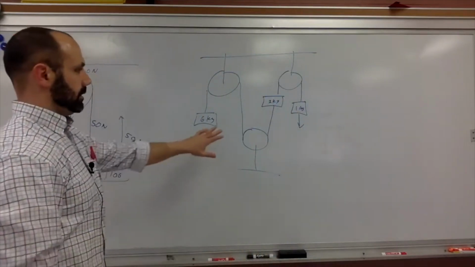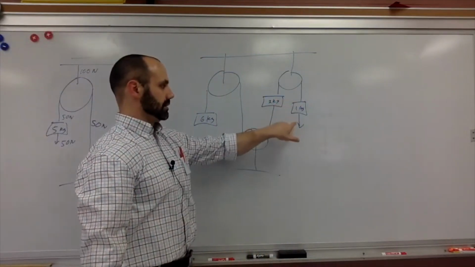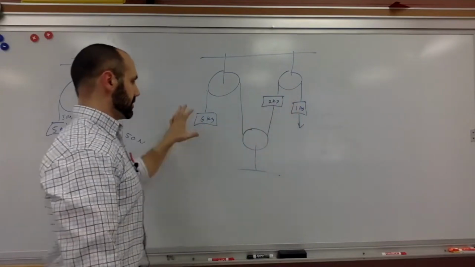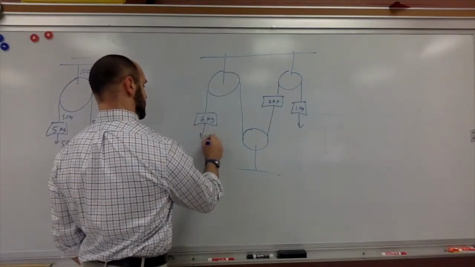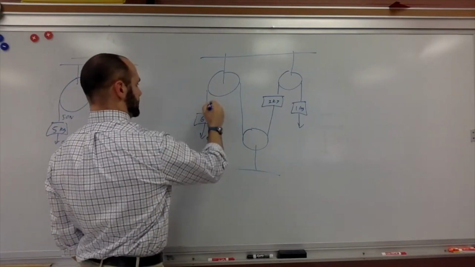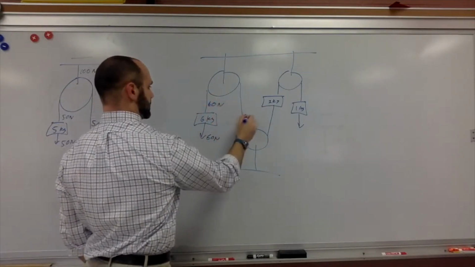Okay, now here I don't know the tension in the string here, so I can't know that or that. I need to start here with the 6 kilogram. This is 60 newtons of gravitational force pulling down. That means the tension everywhere in this string is 60 newtons.